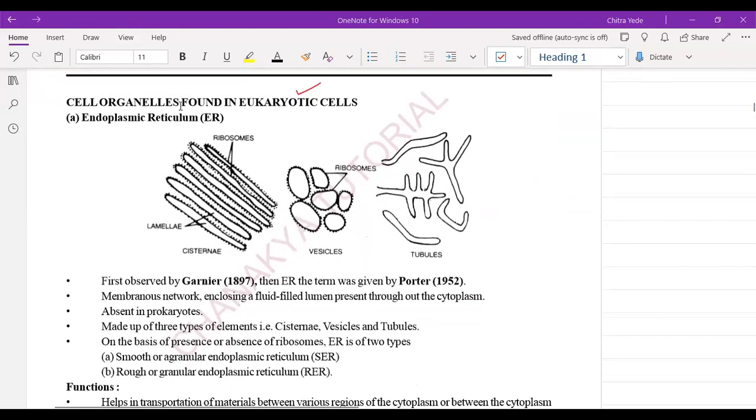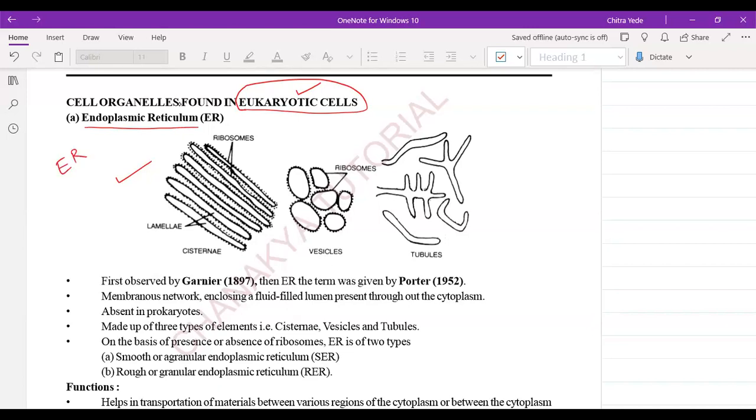Okay. Now, different cell organelles we are going to understand one by one. Whatever cell organelles we are going to see here are of eukaryotic cell. Why? Because only in eukaryotic cell are organelles definite. That's why we can observe them separately. That's why we are studying organelles of eukaryotic cell. So first we have endoplasmic reticulum. In short, it is represented by ER.